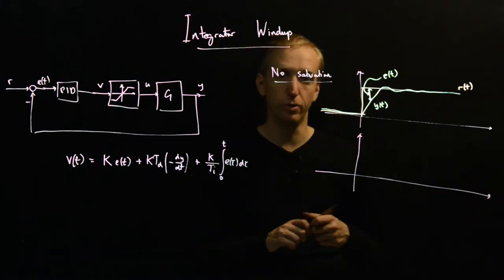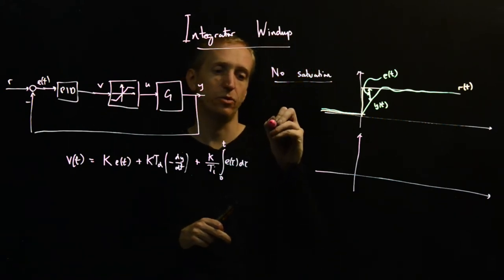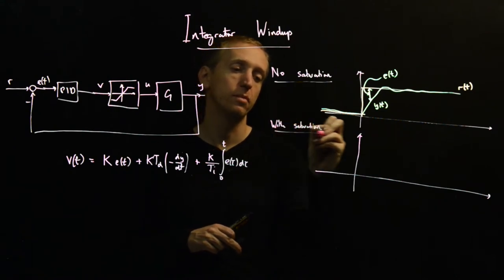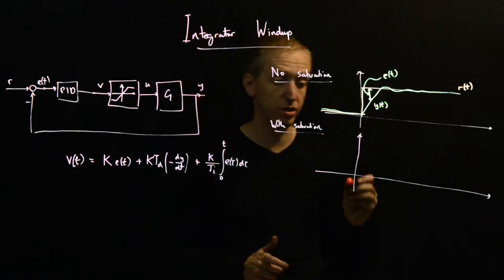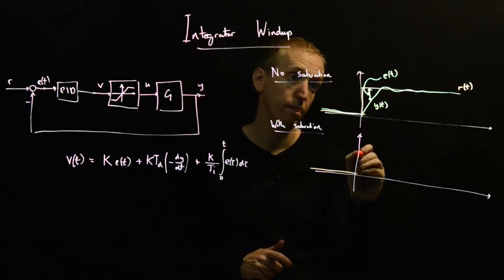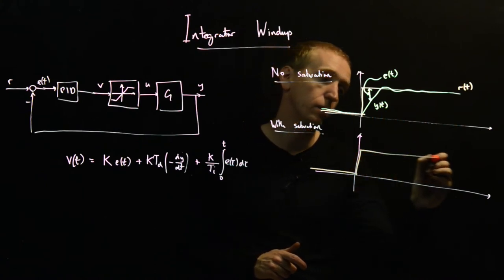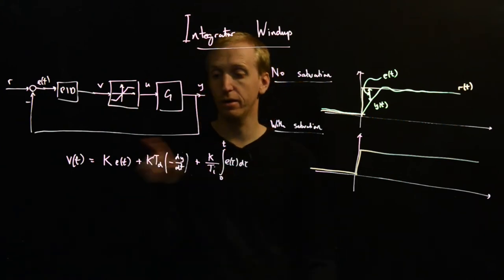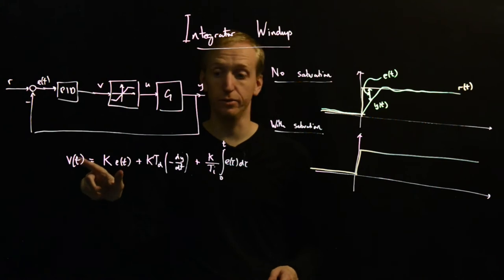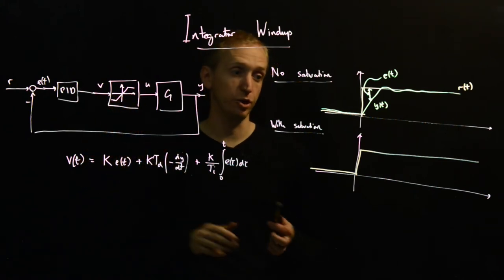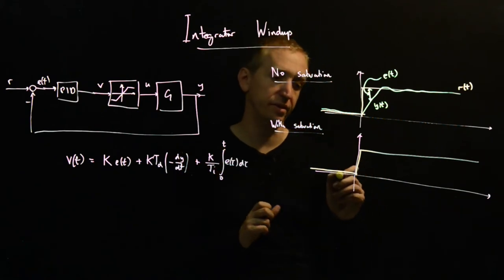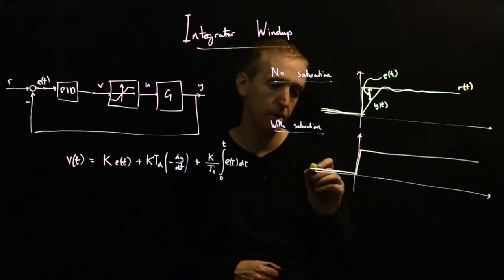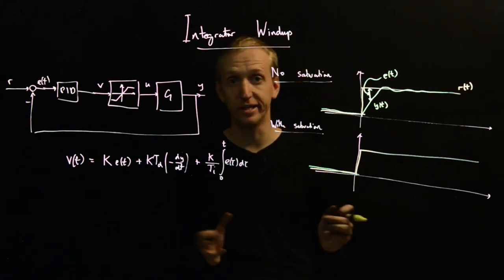So now we're looking, let's label this with saturation, and the reference is just as before, something like that. But now when we try and apply our control system here, it starts asking for signals v of t that are too large, and so they get capped out, and the effect of this will be to just severely slow down the rate at which y rises.